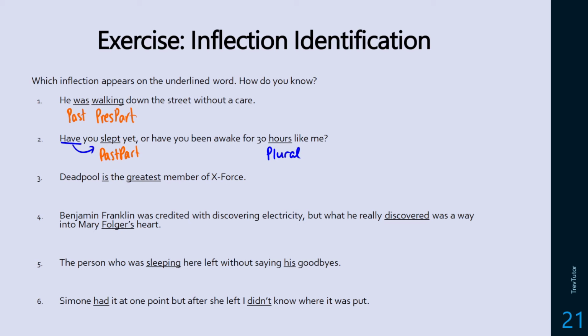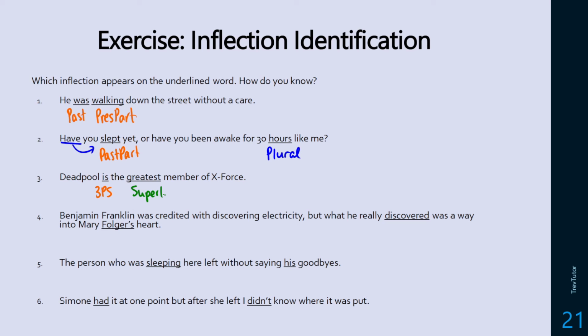Okay, Deadpool is the greatest member of X-Force. This is our third person singular. Deadpool is a third person singular subject. And greatest is an adjective. This is the superlative. This is picking out the greatest out of the group.